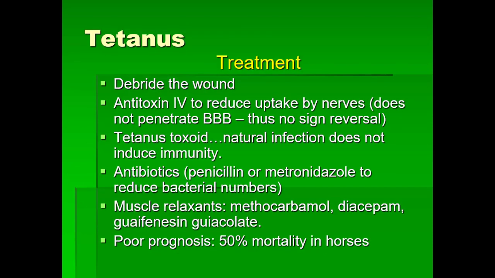With regards to the treatment, we could try to find the offending wound and meticulously debride it. If we can get a hold of the antitoxin and give it IV, it will reduce the uptake of the toxin by the nerves. However, the antitoxin will not actually penetrate within the CNS, so it will not really reverse the clinical signs. We can concurrently give the vaccine or the toxoid because the natural infection does not induce immunity. Antibiotics will decrease bacterial numbers. And finally, muscle relaxants will obviously help to counteract the rigidity in those extensor muscles.